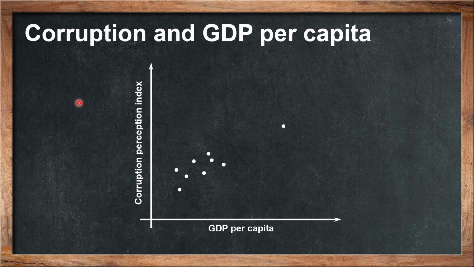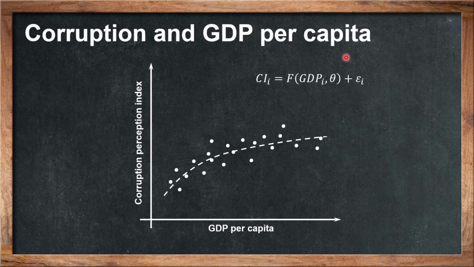This type of graph is called a scatter plot. And we want to find a function that would approximate this data best, like this. The purpose of econometrics is to adjust the parameters of this function, which would look like this: corruption index sub i is equal to some function of GDP per capita and some parameters vector theta, plus the error term epsilon sub i.